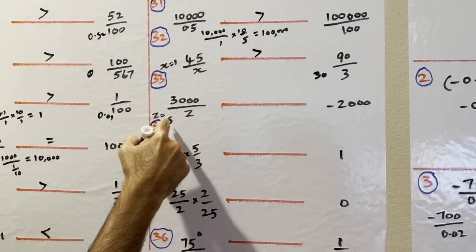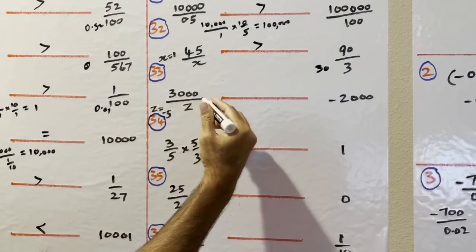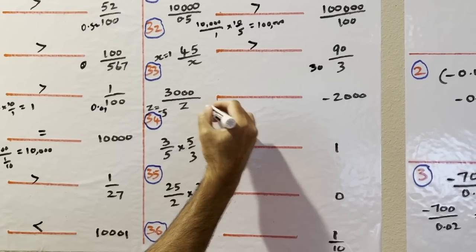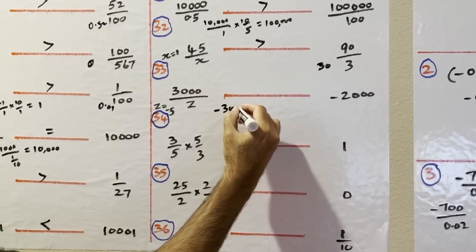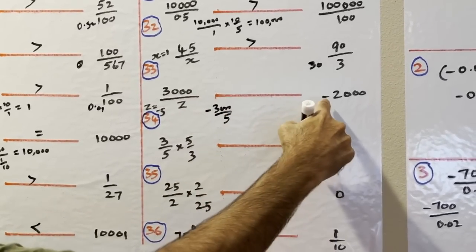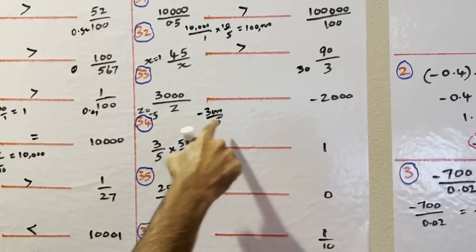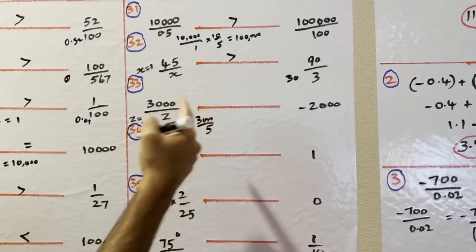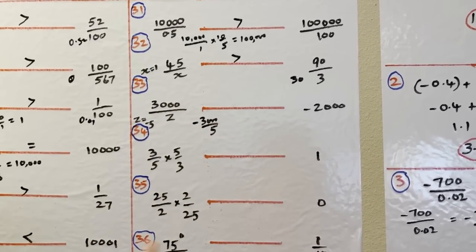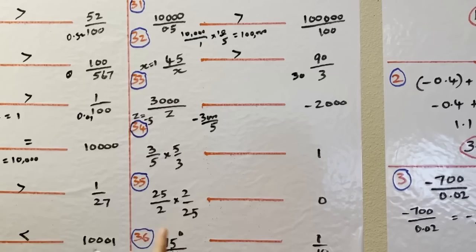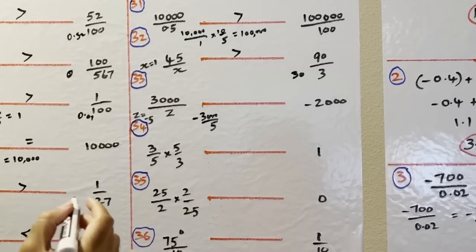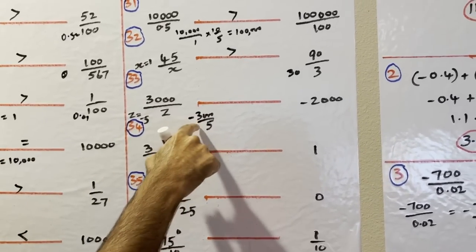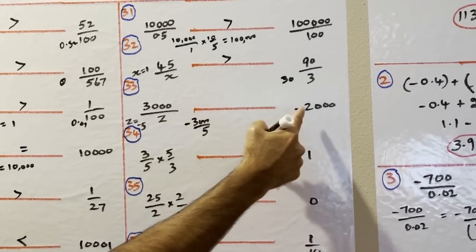3000 by z when z equal to negative 5. So this becomes a negative 3000 by 5. Here negative 2000. So this will be a smaller number, so obviously this is greater. In the number line, the numbers closer to 0 are greater. So minus 1 is greater than minus 2. So this number is less, right? So this will be greater than that one.